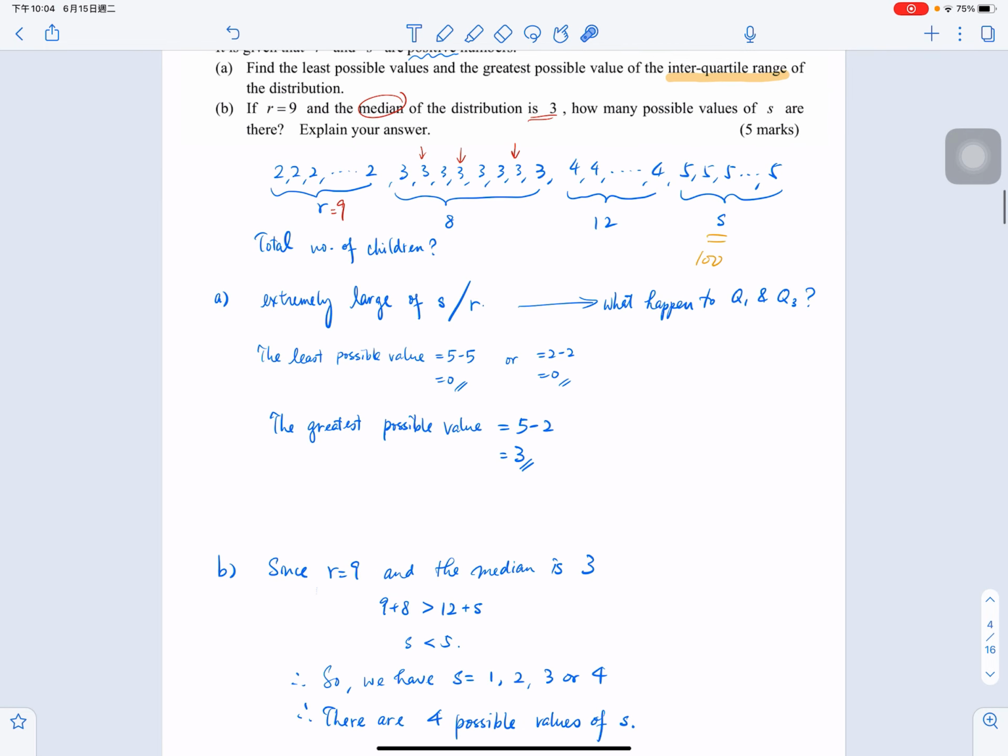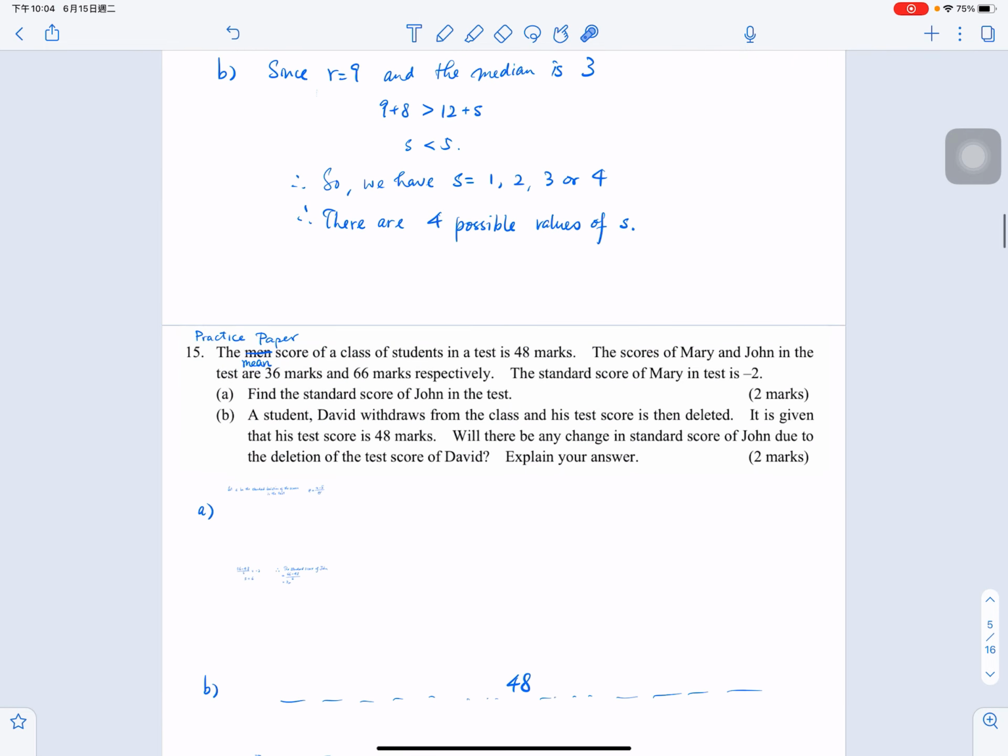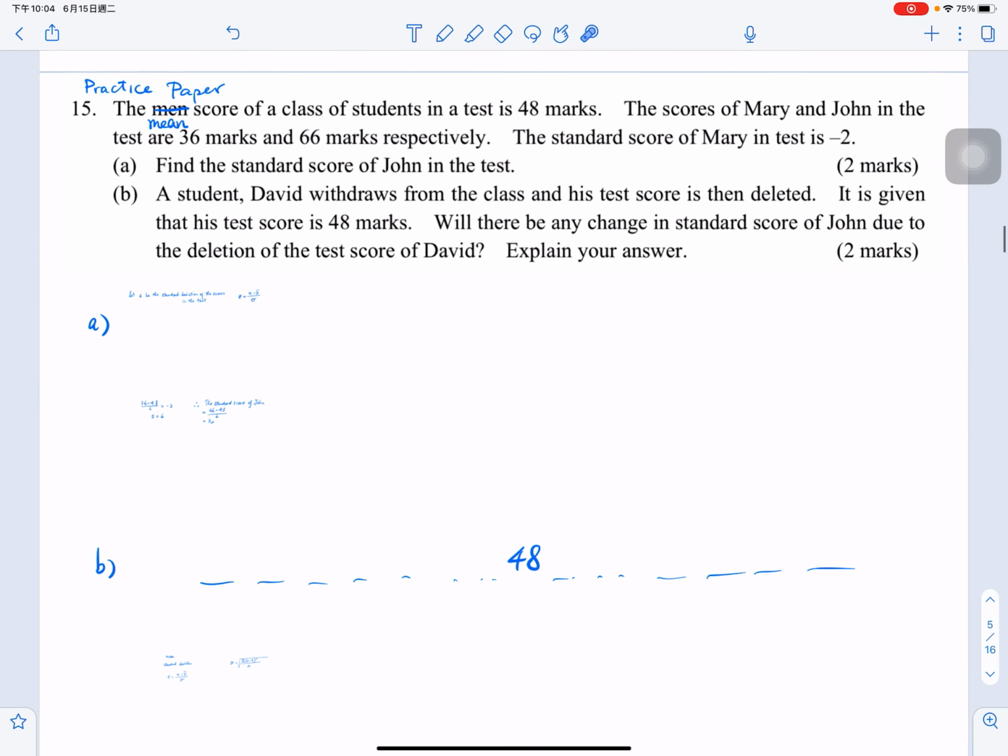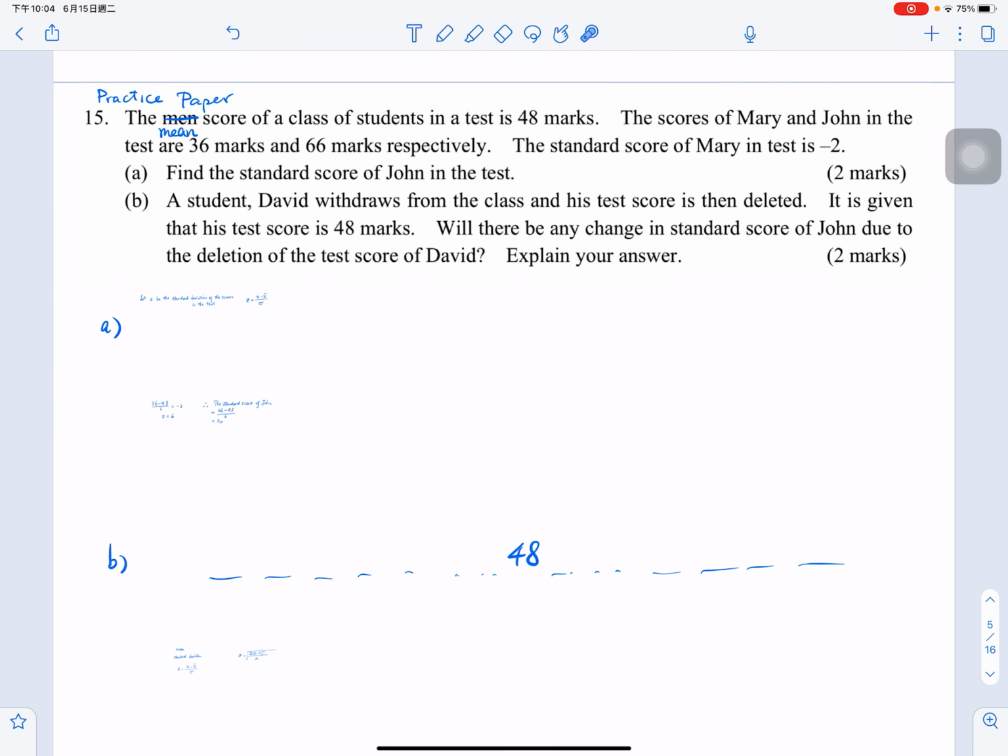Understand? Okay. Now let's have a look at one more question about the practice paper. Question number 15. Let's see.